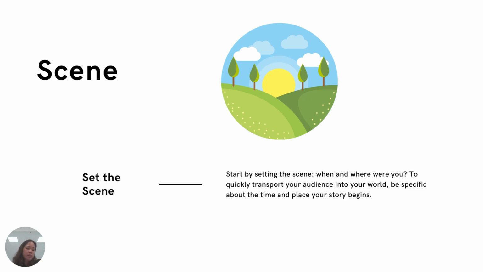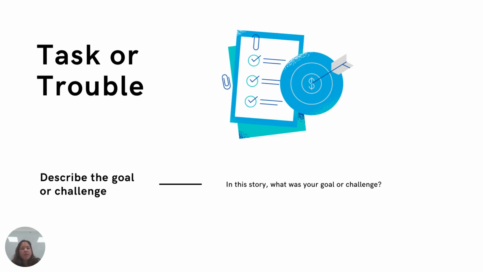So when you start telling your story, quickly transport your audience into your world by being specific about when and where exactly you were. This allows your audience to picture the scene and what the situation was.